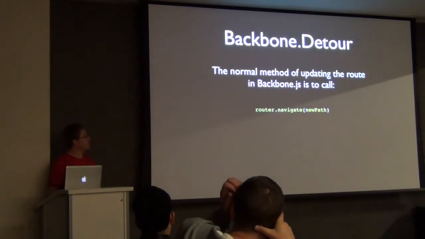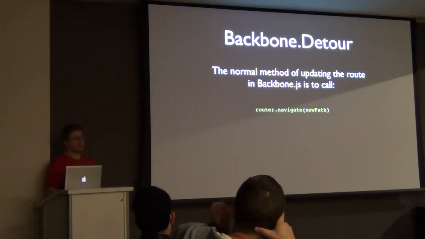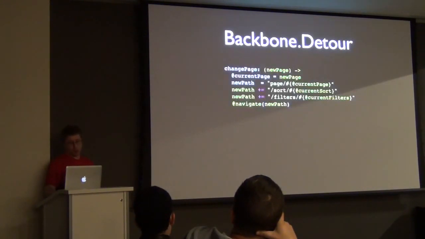So the normal method of updating the route with Backbone.js is to call navigate, and you pass in a new path. That makes sense when your routes are all like URLs. You expect them to change completely. But if you're trying to track state, and you have different variables in the URL that you're trying to track, calling navigate is going to clear everything out. And you're going to end up with code that looks like this to try to keep track of the parameters, to recall them into navigate when you only want to change one parameter.